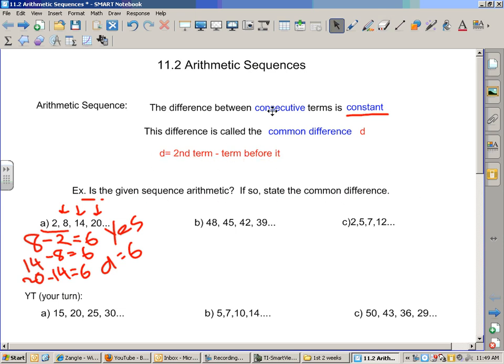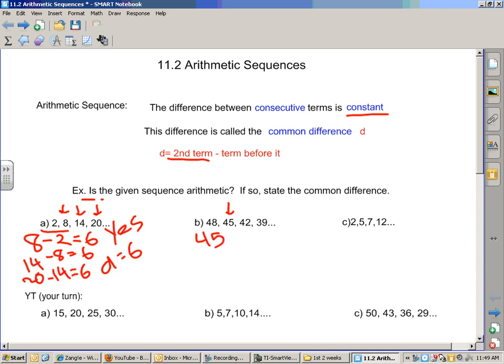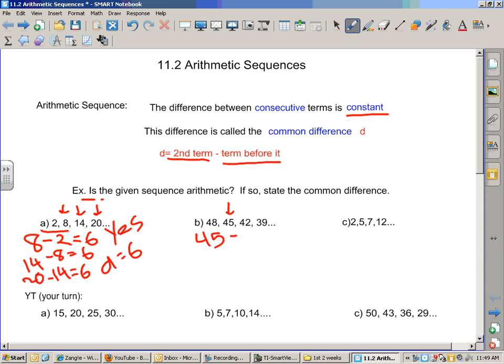So for the second example, we're going to use the same equation. We're going to do the second term, which in this case is 45. We're going to subtract the term before it, which is 48. And you'll notice that we end up with a negative. That's okay. We may end up with negatives, we may end up with decimals, we may end up with fractions. We're just looking to see if it's common, if it's the same each time.